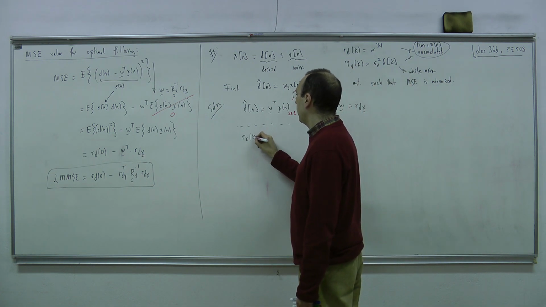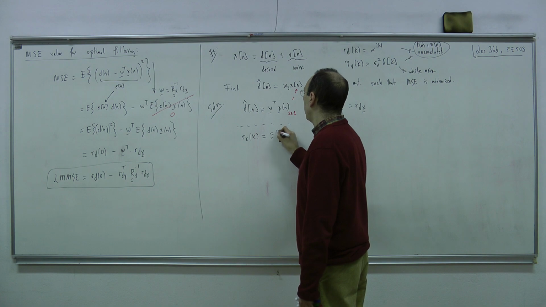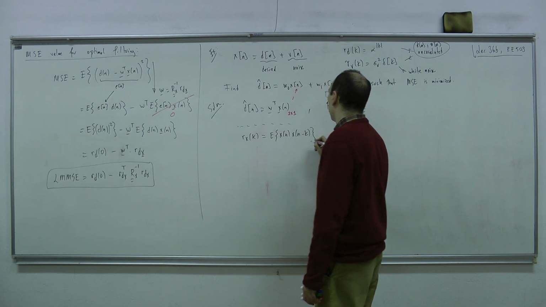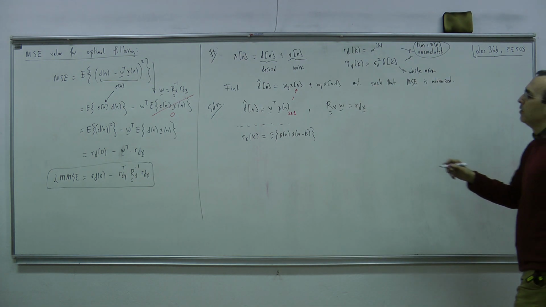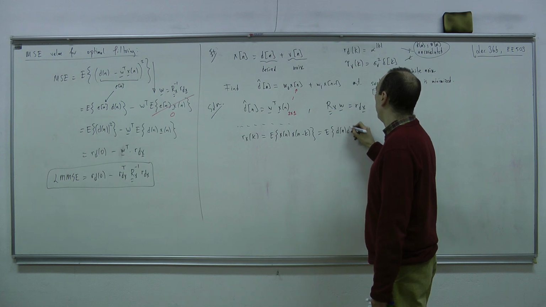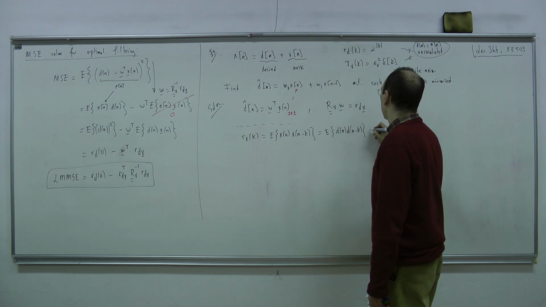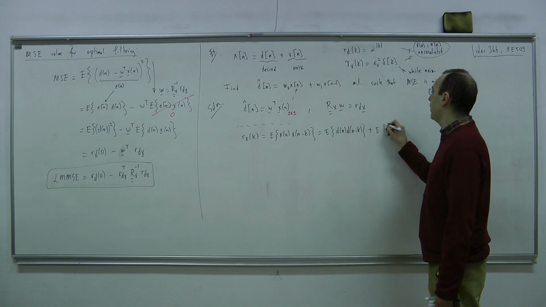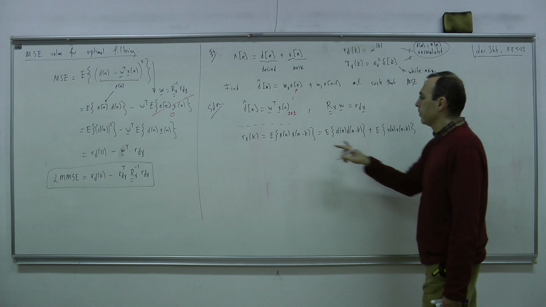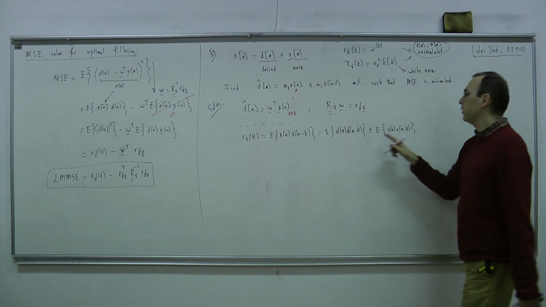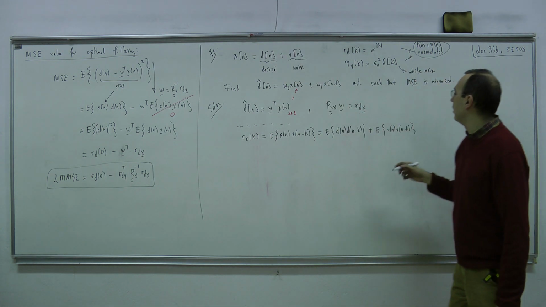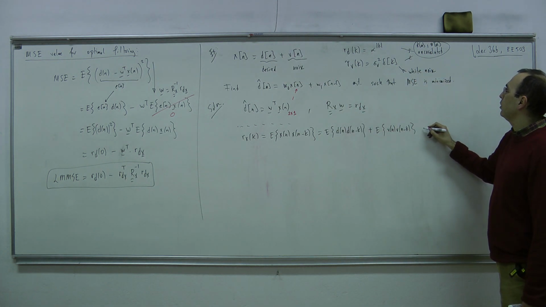So what is Rx of k? So this is the expected value of x of n times x of n minus k. Okay, so if I do this, expected value of d of n d of n minus k plus expected value of v of n v of n minus k. I have 4 terms. So these are the auto terms, you may say. And there's a cross term, d times v. But all of them will be equal to 0.